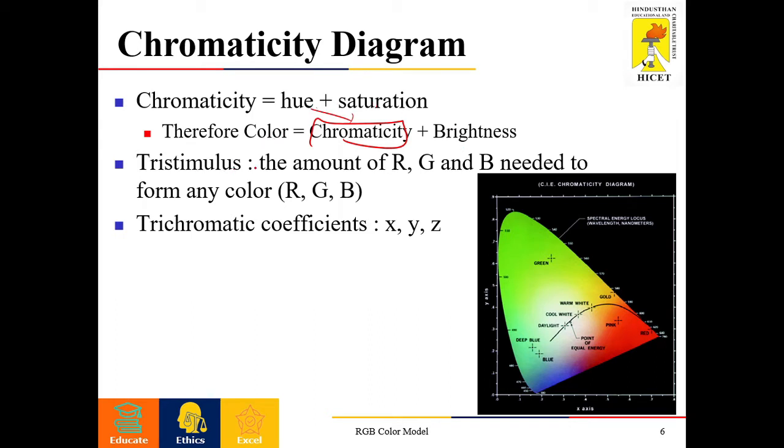The three values combining together as RGB are called the tri-stimulus values. These tri-stimulus values are required to measure or represent various color shades. This can be done by using the trichromatic coefficients X, Y, and Z.